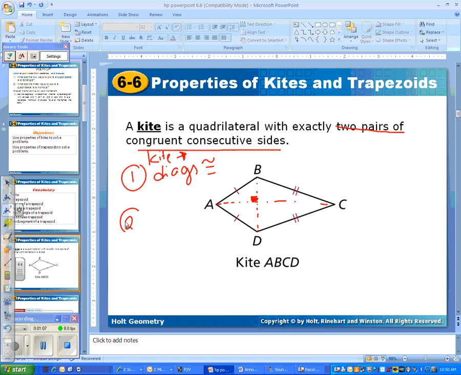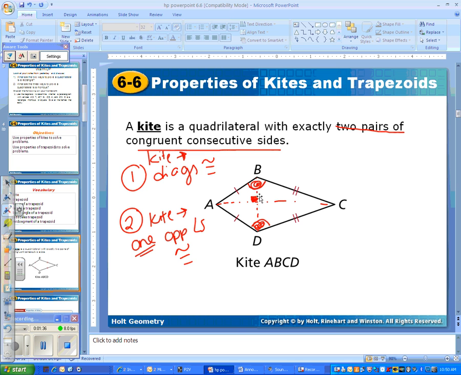The second special property is that if it's a kite, that means that only one set of opposite angles will be congruent to each other. And those opposite angles are always the ones that meet the two different sides. So angle B meets two different sides. This one is a different length than this one, and angle D meets two different sides, so this one is going to be congruent to this one. So this angle will be congruent to this angle.